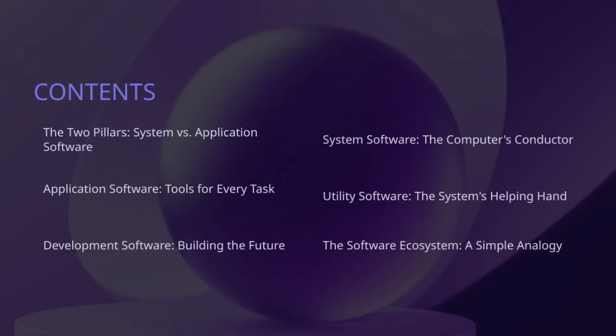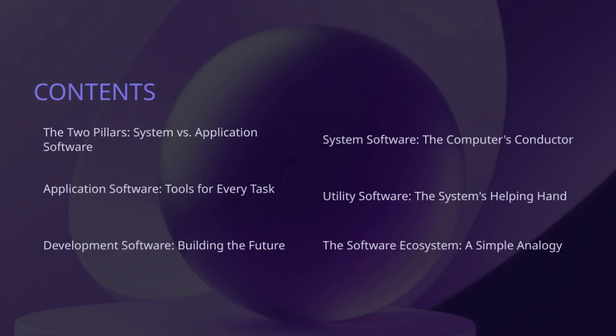Let's take a closer look at the software ecosystem through a simple analogy. Think of utility software as the system's helping hand, those programs that keep your computer running smoothly, like antivirus tools or file management systems. Moving up, system software acts as the conductor of the computer orchestra, coordinating all the hardware and software components to work harmoniously.